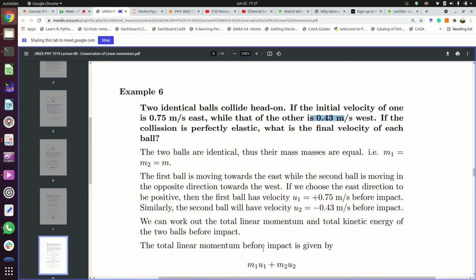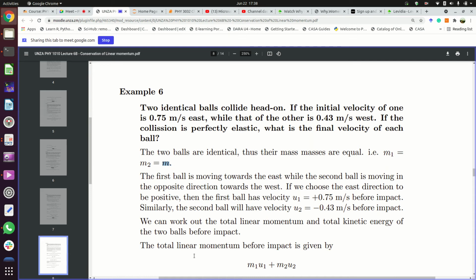The other thing to note is that these balls are identical. It means that their masses are the same. So the mass of the first ball, which is moving east, we denote as M1. And the mass of the second ball, which is moving west, we denote as M2. However, we are aware that these two balls are identical, so M1 is equal to M2, and this is just going to be denoted as M. We have not been told the masses of the balls, and in this problem it's not necessary to know them, as it's going to become very apparent.